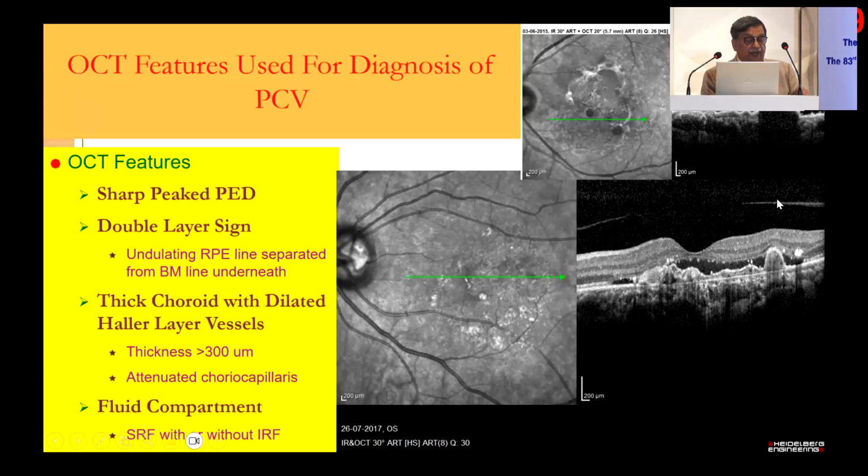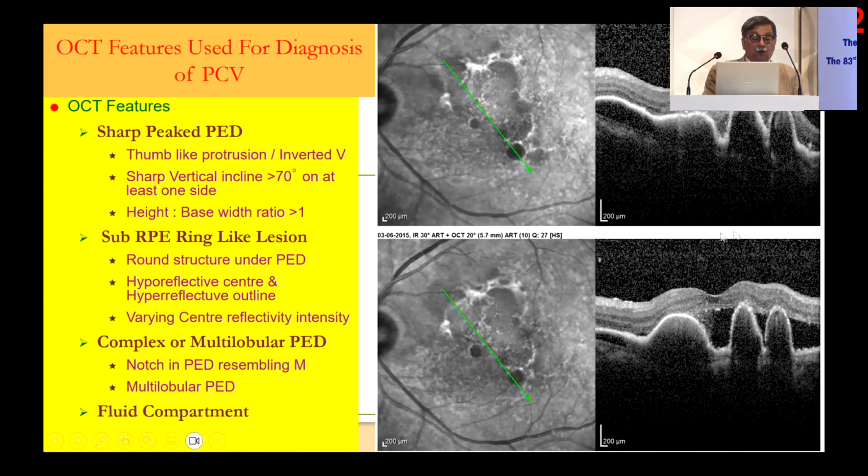Thick choroid with dilated Haller vessels and a fluid compartment, which you see over here. And then you can sometimes see a multilobular PED, like McDonald's, like you see over here. And then you can also see a sub-RPE ring-like structure. Look carefully at this. This is where the polyp is. It has a small area which is hyporeflective, and around that is a hyperreflective area.